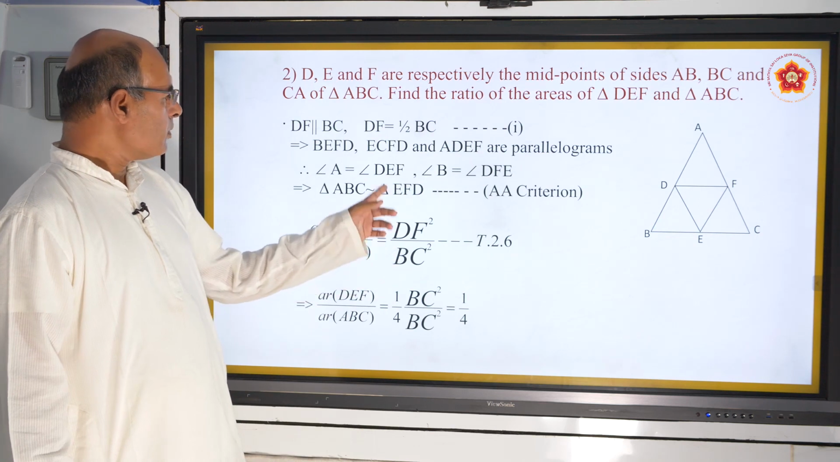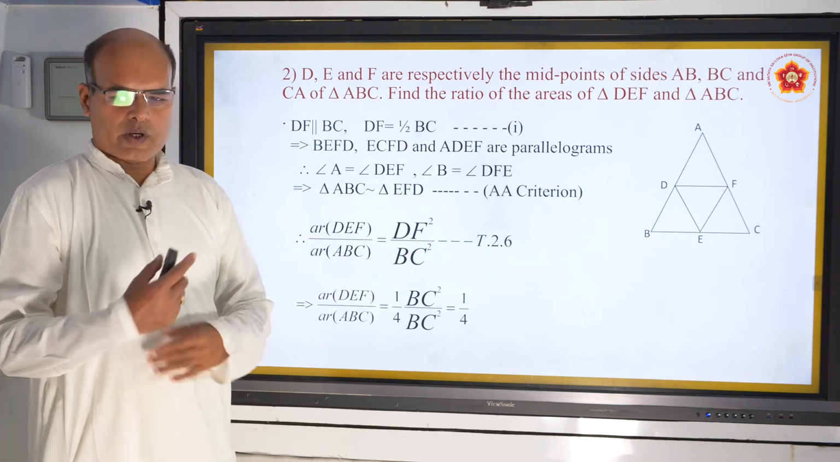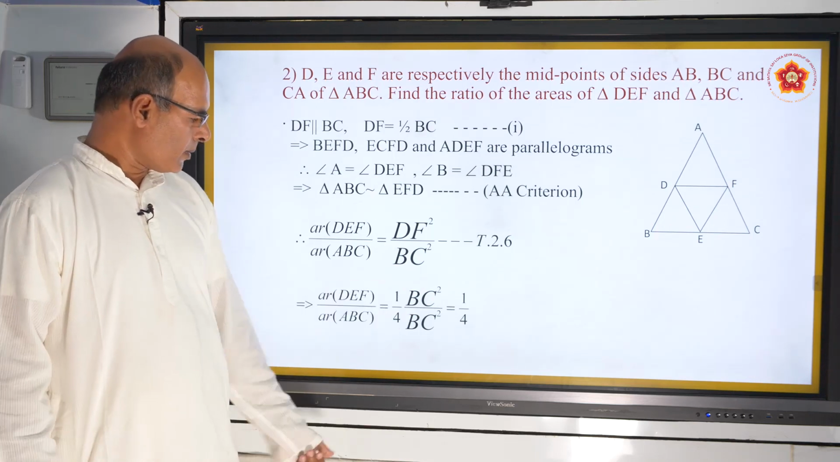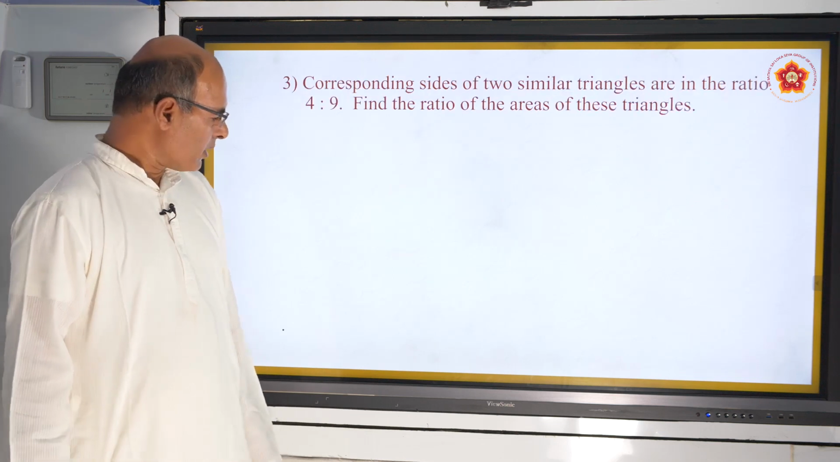So I have taken, in the place of DF, half BC. DF is equal to half BC. It is squared. It becomes 1 by 4 BC square. BC square gets cancelled out. So we get 1 by 4.